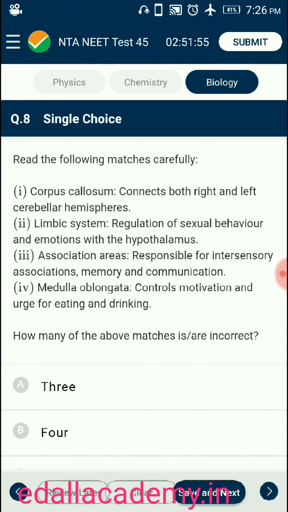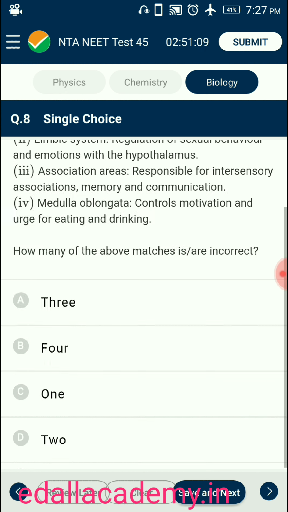Corpus callosum in the forebrain connects both right and left cerebral hemispheres. The association areas are responsible for performing complex functions like intersensory associations, memory, and communication. Hunger is generally called the urge for eating and drinking. Regulation of sexual behavior and emotions are controlled by the hypothalamus and amygdala of the limbic system. The medulla oblongata regulates several functions of the autonomic nervous system such as respiration, cardiac function, vasodilation, and reflexes like vomiting, coughing, sneezing, and swallowing. So the answer for this question is option C.